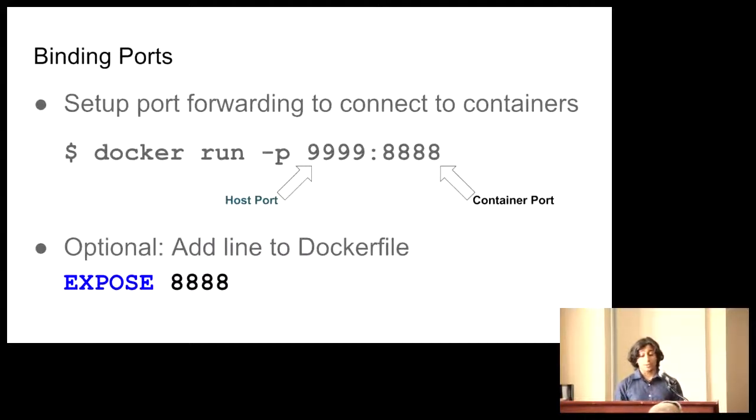Containers can connect to the outside world, but we need to set up port forwarding to connect to the inside of containers. Like with the volumes, we can use the -p flag to specify what we want as the port on our host machine and the internal port. And as before, we can expose the port, but it doesn't really actually expose the port. We still have to use the -p flag to specify what we want to hook it up to.